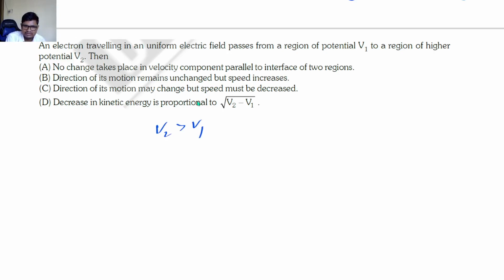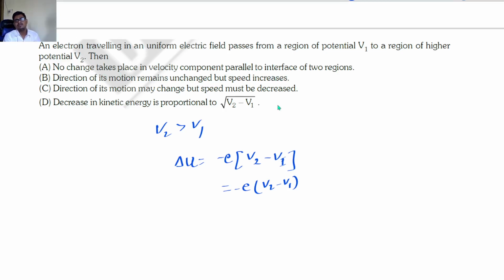So the change in potential energy of the electron, if you write it, will be e times, that is the negative charge, V2 minus V1. V2 minus V1 is positive, so this is minus e times (V2 minus V1). So you can see that V2 minus V1 is positive and the electron charge is negative, so its energy has decreased. So no change takes place in the velocity component parallel to the interface of two regions.